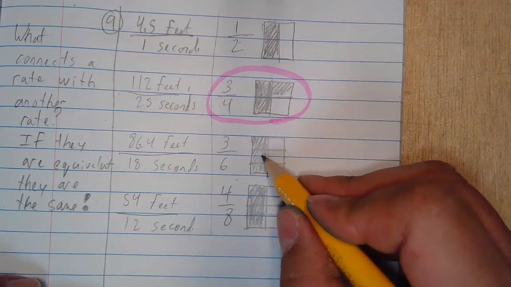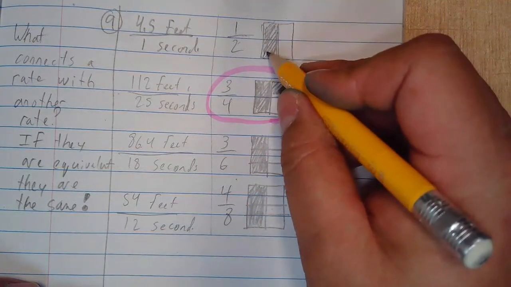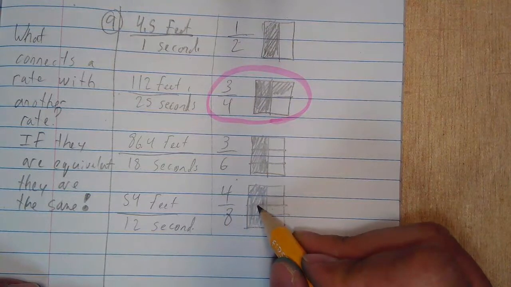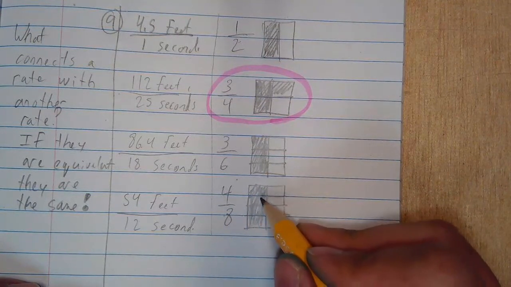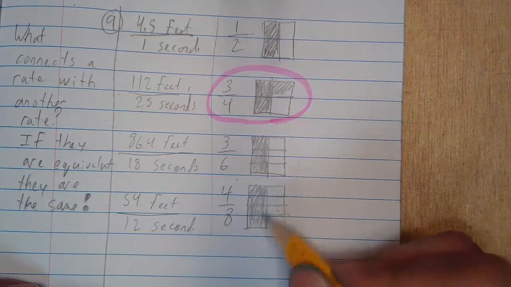3/6, even though the numbers are different, still shows the same value of half. 4/8 shows the concept of half. It shows the idea of half, the relationship. 1 for every 2. 1 out of 2. 1 out of 2, right?